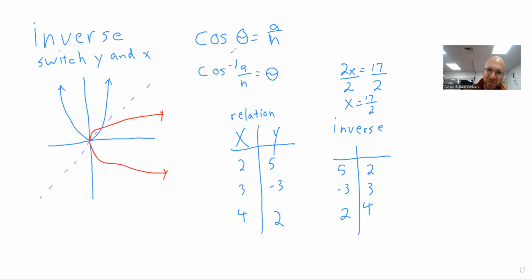Now, notice the red one is going to fail the vertical line test. The red one is a relation. It is the inverse of y equals x squared. However, it is not a function. So hold on. To find the inverse, I switch x and y. So x equals y squared. Actually, let's write that in red.